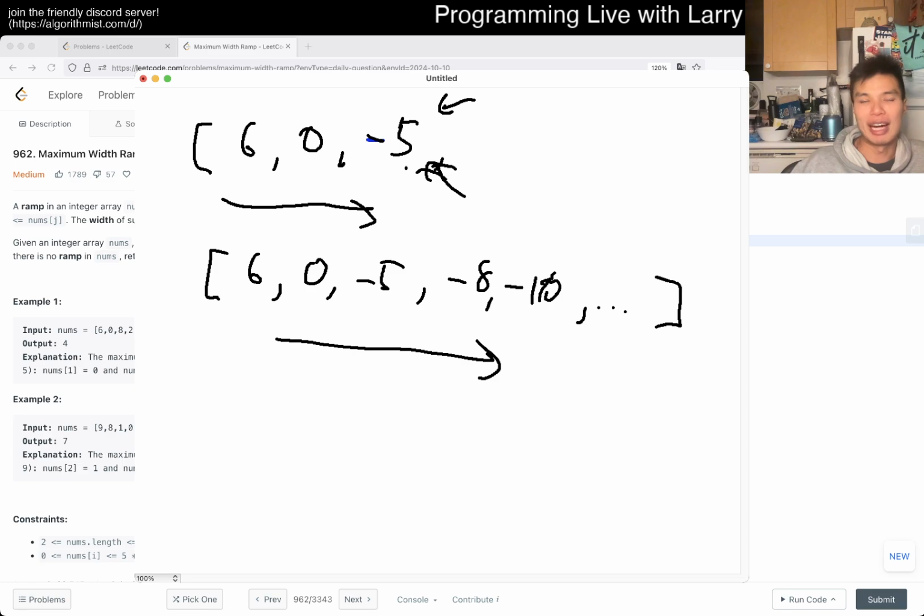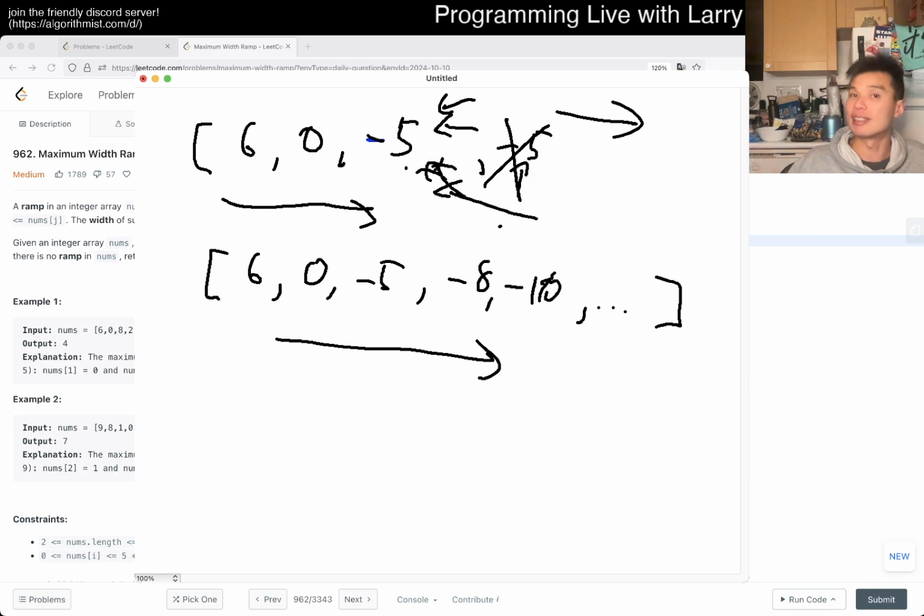And now that you can see that this is monotonically decreasing, or actually strictly decreasing, I think, you can think about it: if you have a -5, this -5 is never going to beat this -5 for the future answers, because you can always go further to the left by using the previous one. So you never have duplicates, and therefore this is going to be strictly decreasing, right?